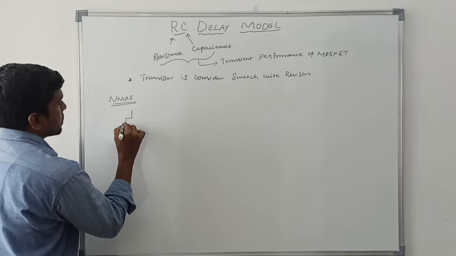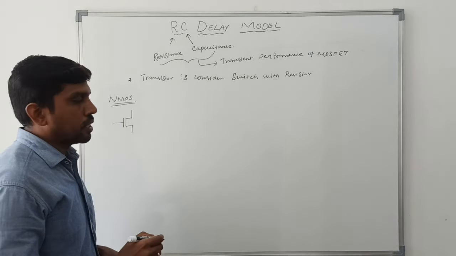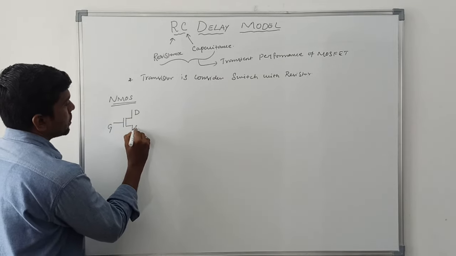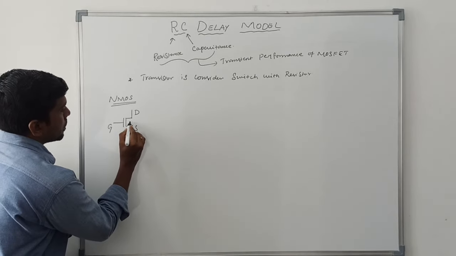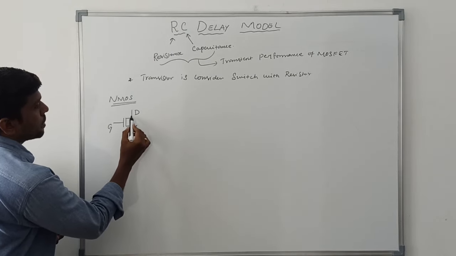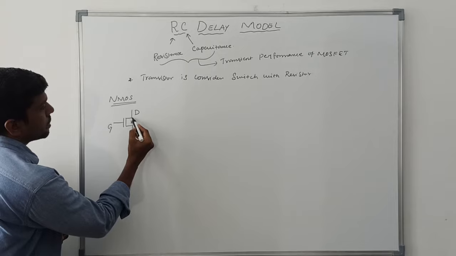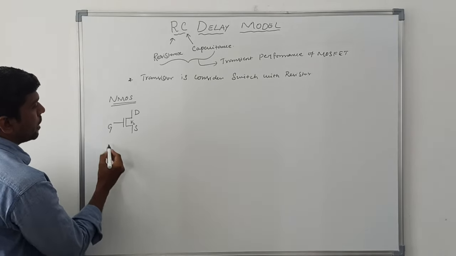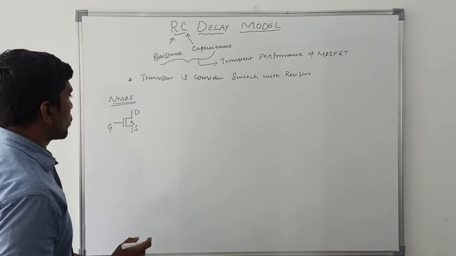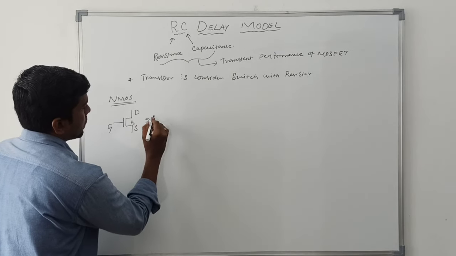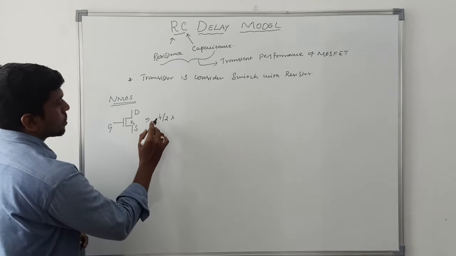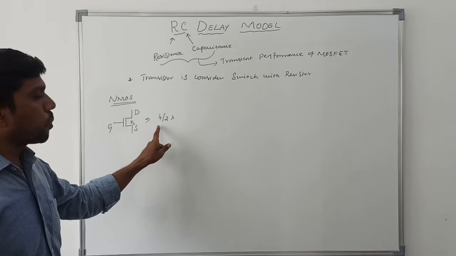This is the symbol of the NMOS transistor. It has three terminals. The center terminal is called the gate, this one is called the drain, and this one is called the source. Here I represent K. This K represents the size of the drain and source. The distance between the drain and source point is K. G represents the gate terminal. The length and width of this NMOS transistor is 4/2 lambda.